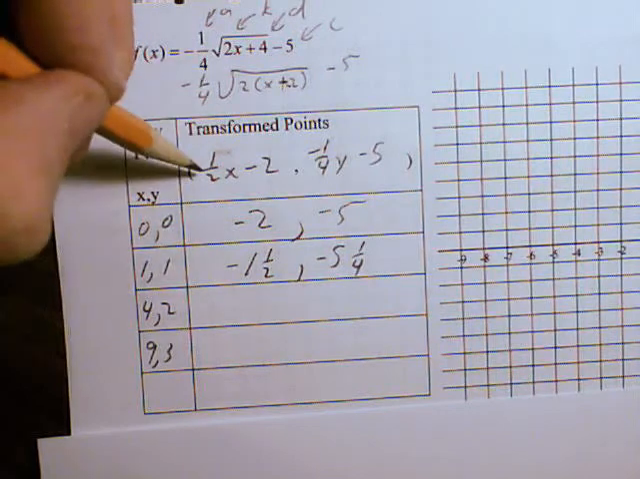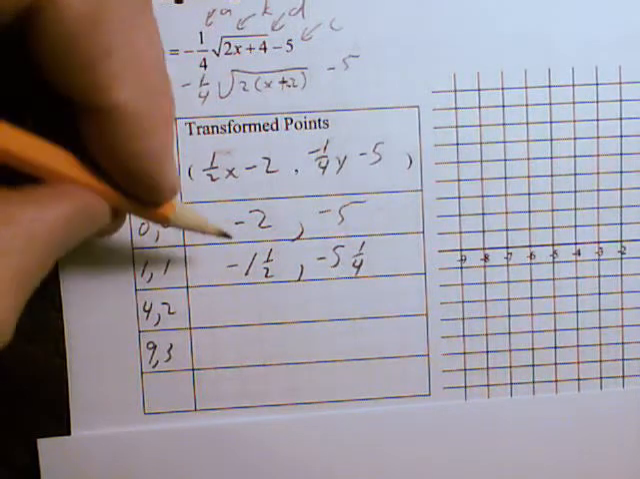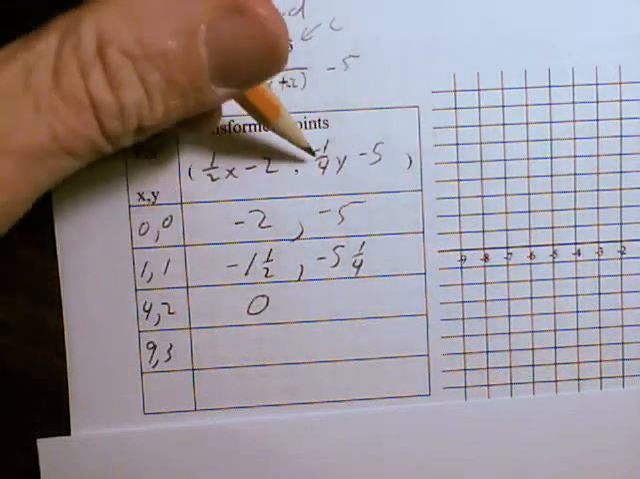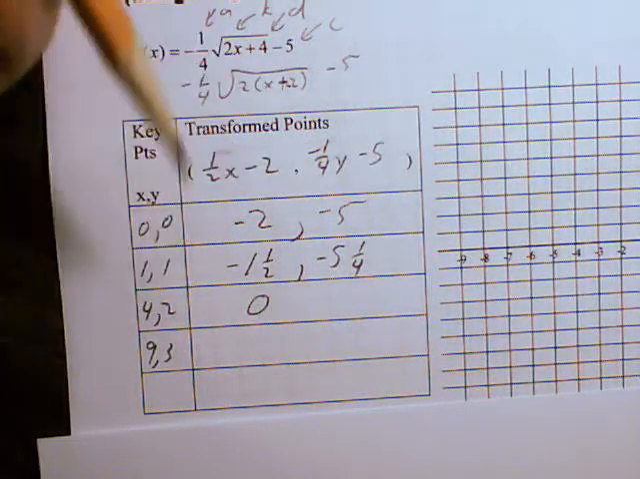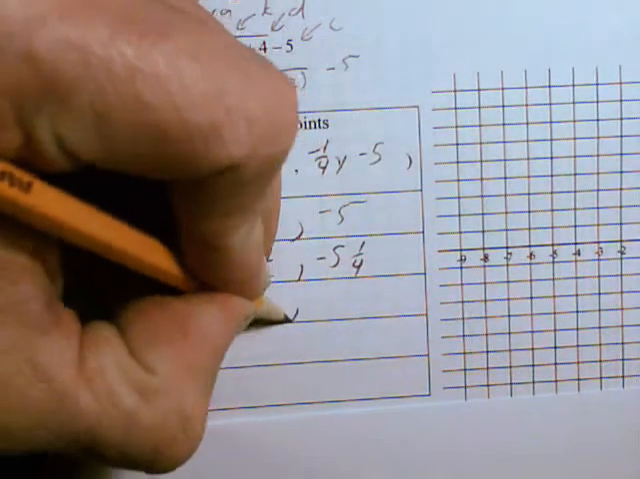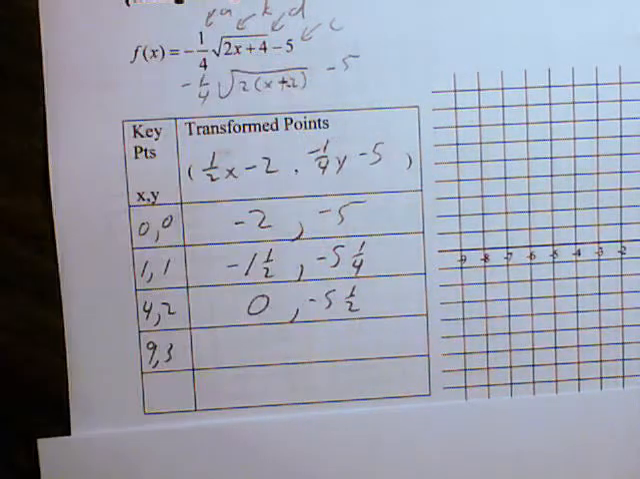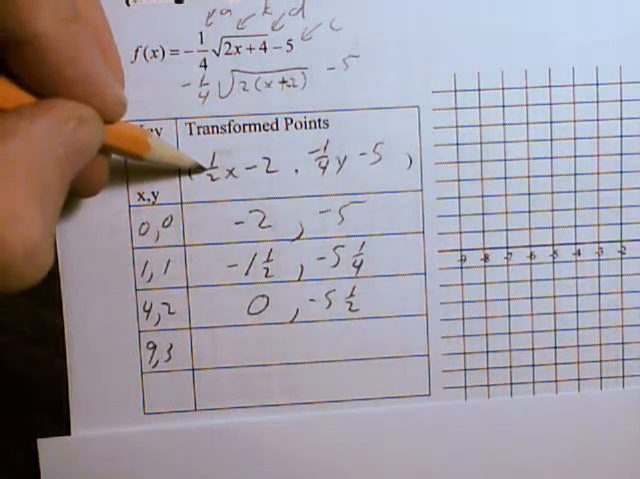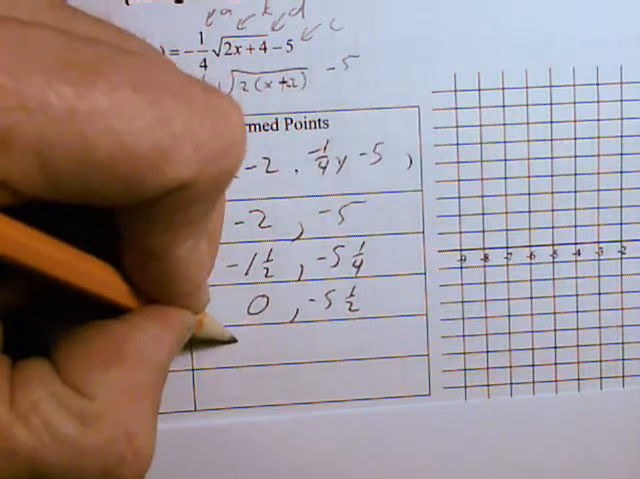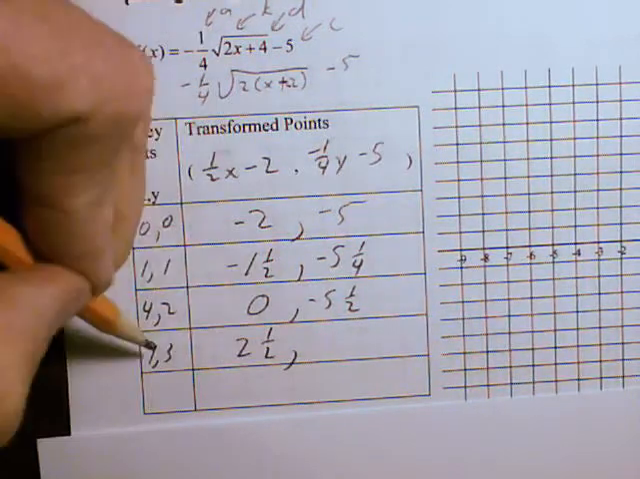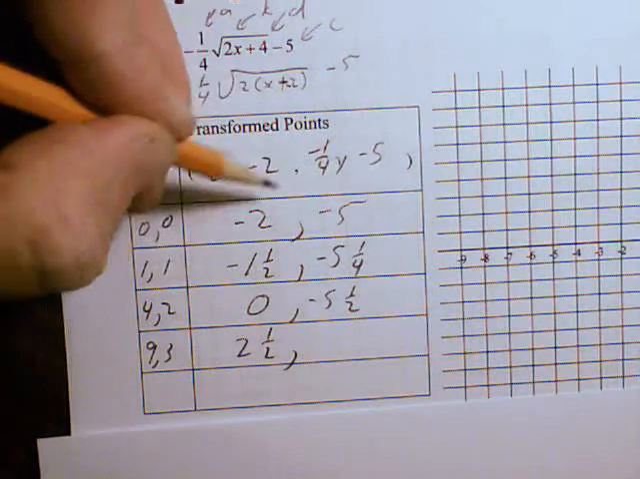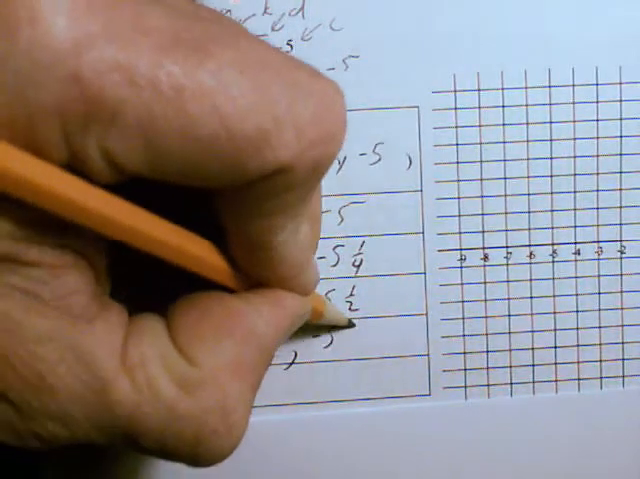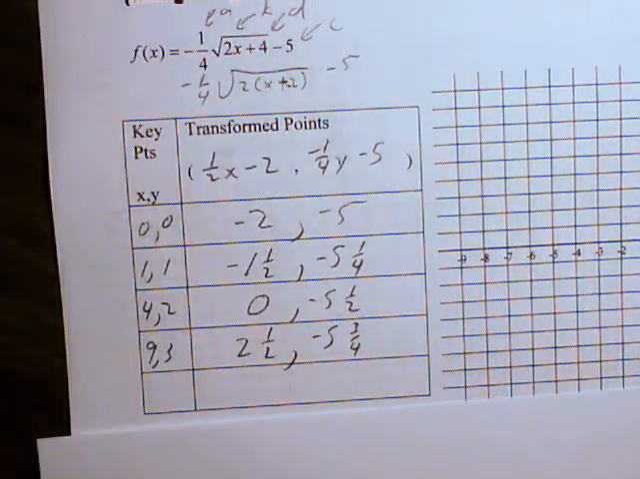For the (4, 2), 1/2 times 4 is 2. 2 minus 2 is 0. And then for the y, negative 1/4 times 2 is negative 1/2. Minus 5 is negative 5 and 1/2. And then for (9, 3), 9 over 2 is 4.5. 4.5 minus 2 is 2 and 1/2. And for the y's, negative 1/4 times 3 is negative 3/4. Minus 5 is negative 5 and 3/4.